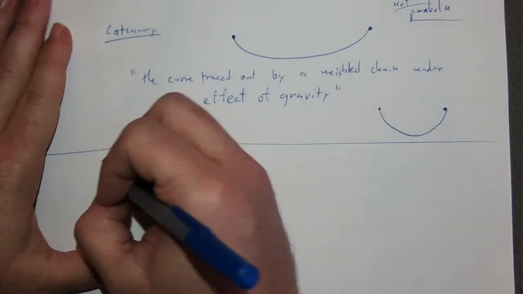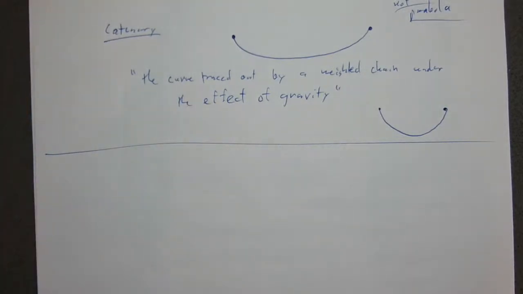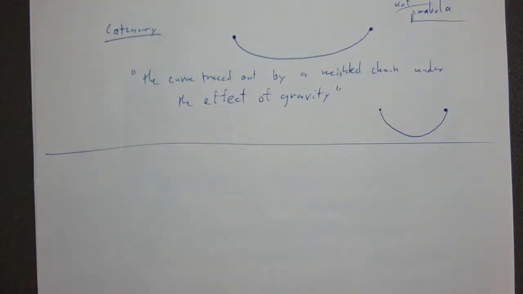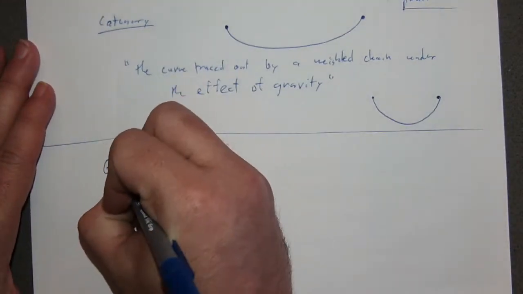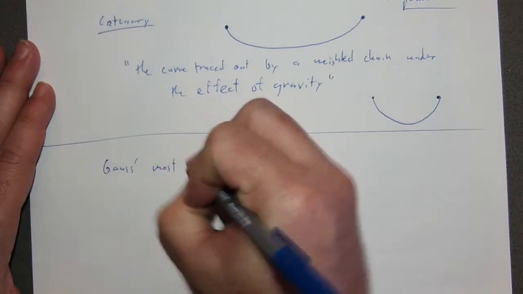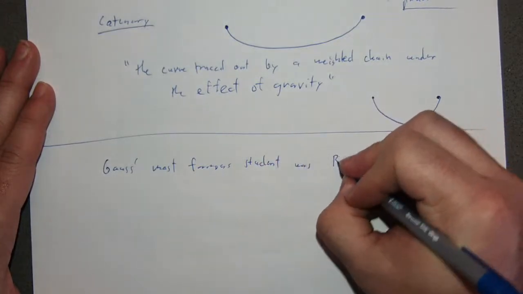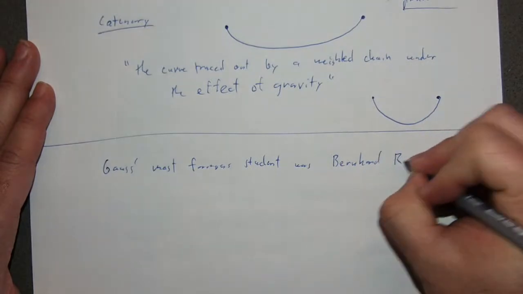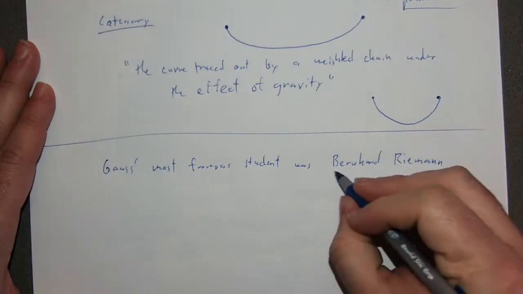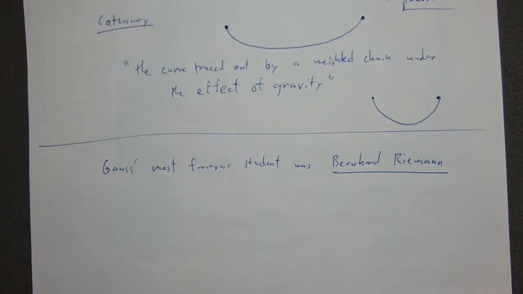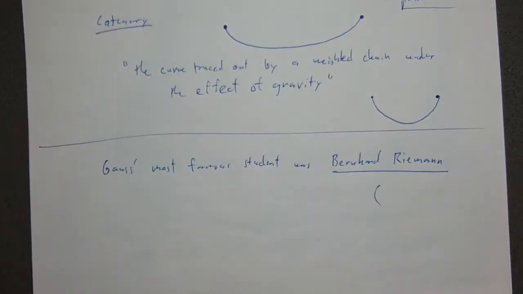So that's that. Now, Gauss had a student that would go on to be extremely influential in many fields. Gauss's most famous student was Bernard Riemann. So unfortunately, Riemann was kind of a sickly guy. He was sick most of his life. So he ended up dying. I think he was only about 40 when he died.